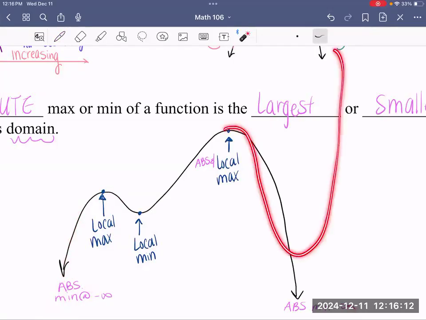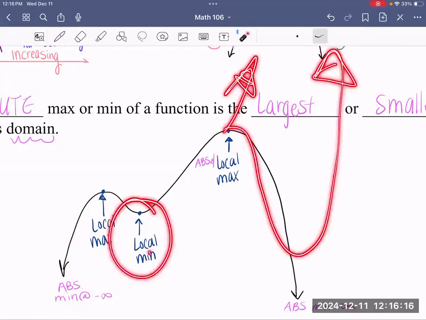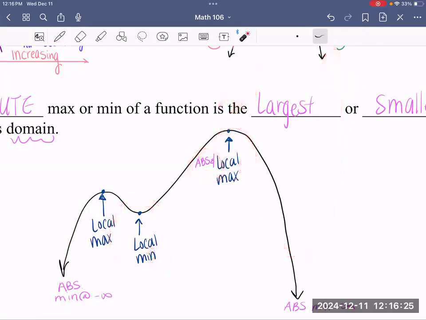And you'll notice that it's not always going to be the case. If this continued to go upwards, right? This would still be a local min. This would no longer be an absolute maximum because this graph would continue to go up. So it really just depends on the shape of your graph.